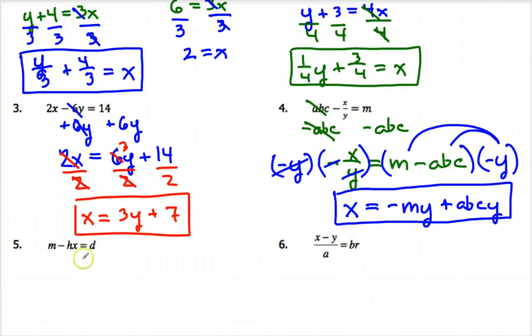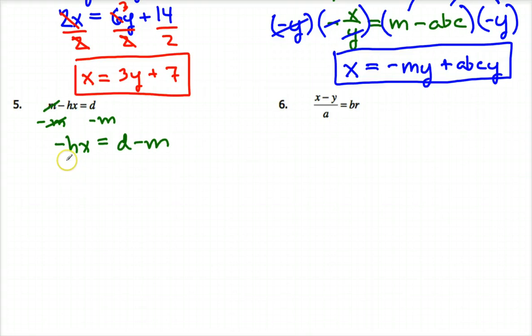Okay, for number 5, I have the equation m minus h times x equals d. And so for this one, again, I want to get just the x by itself. So I'm going to get rid of the term that doesn't have an x in it, which would be the m first. It's a positive m, so I want to subtract m from both sides to move it. So if I subtract m, then I'm left over with this. This is a negative h times x equals, I'll just write this as d minus m on the right side.